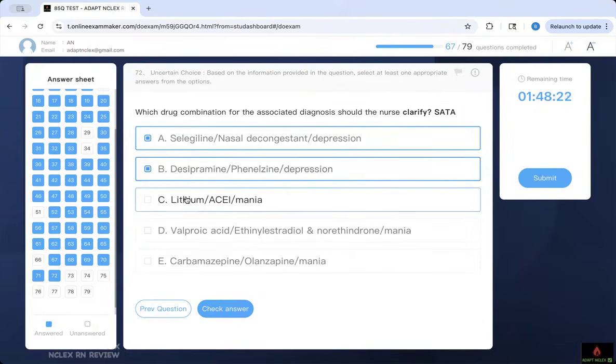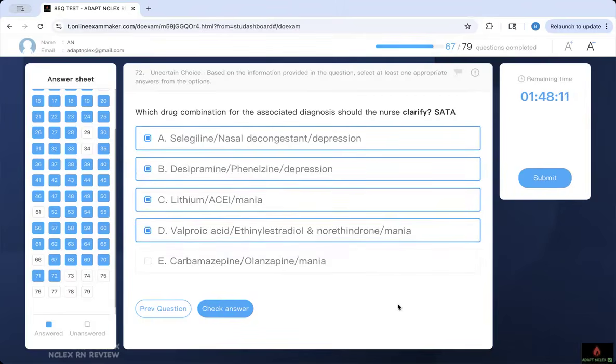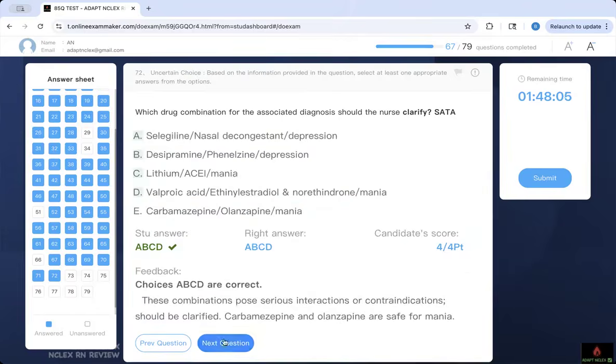Lithium, ACE inhibitor will affect your sodium, a problem. Valproic acid, you should not take oral contraception. You use barrier method. Carbamazepine can be used with what? Antipsychotic. So those are your right answers.